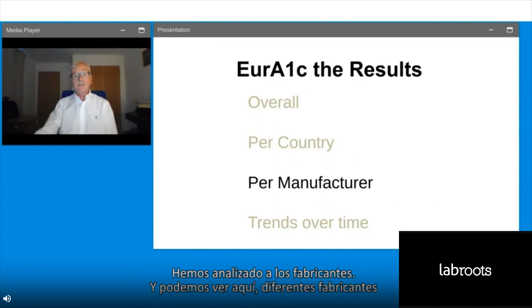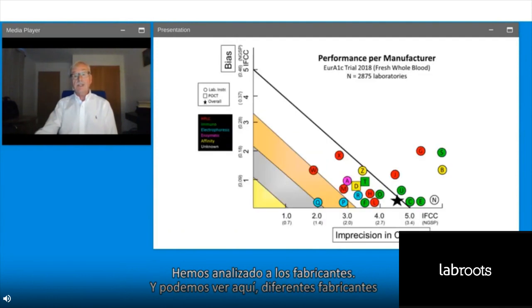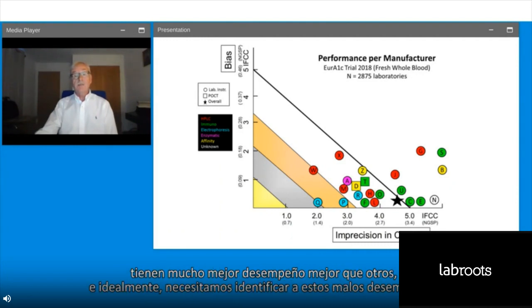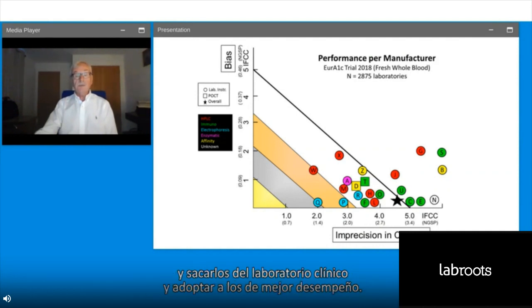We look at different manufacturers. You can see here different manufacturers using different method principles. You can see some manufacturers obviously perform a lot better than others. And ideally, we need to identify these poor performers and move them out of the clinical laboratory and adopt better performers.